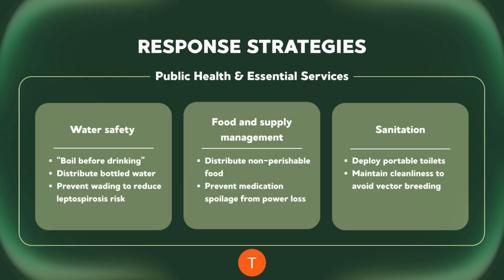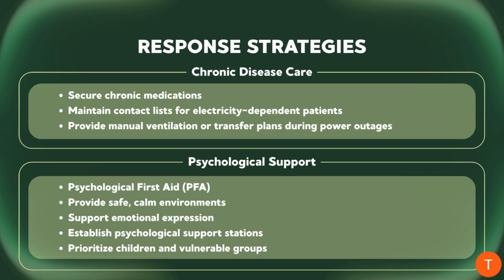Second, public health. To prevent outbreaks, we enforce water safety, reminding people to boil before drinking, and manage sanitation through portable toilets to stop vector breeding. Third, chronic care. We must maintain a contact list for electricity-dependent patients. If the power fails, we need manual ventilation plans and an immediate transfer protocol ready.